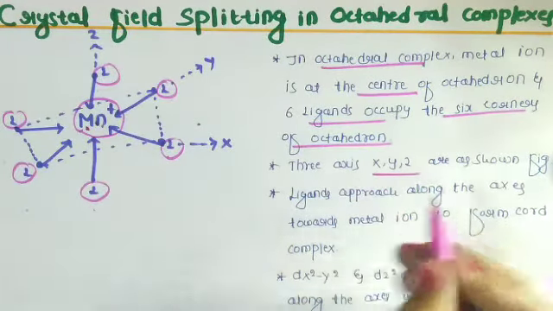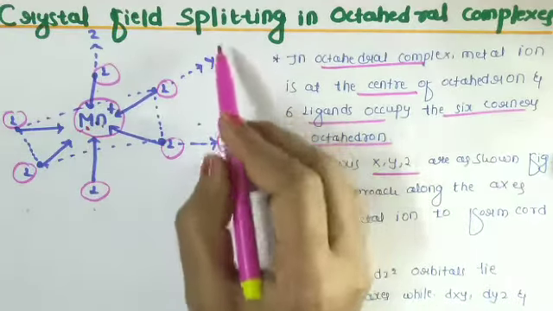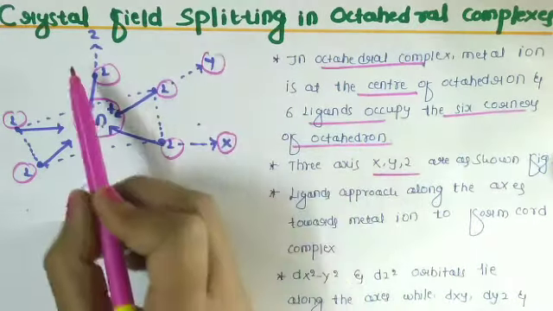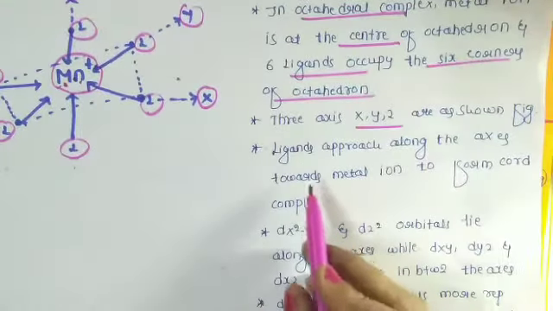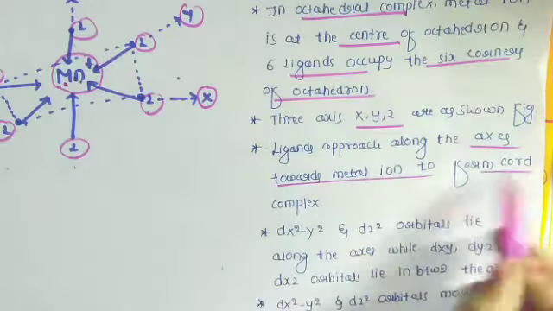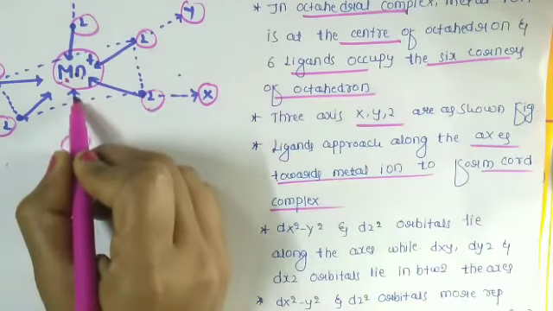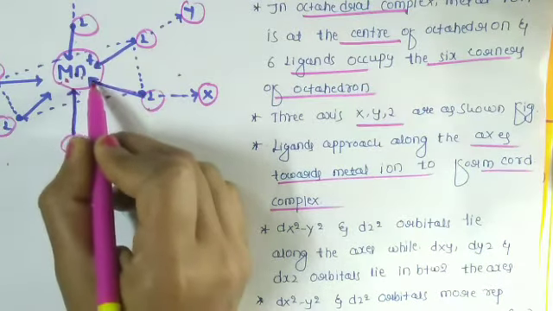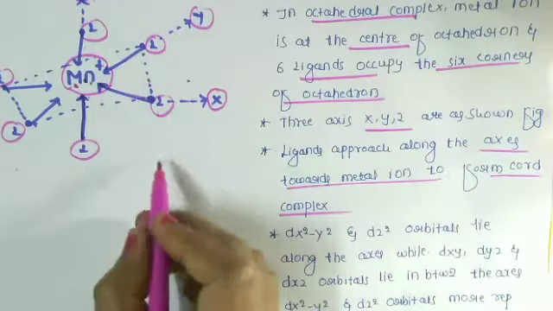There are 3 axes here. One is the x axis, another is the y axis, and the other is the z axis. Here these ligands approach along the axes towards the metal ion to form coordination complexes. When these ligands approach the central metal atom or ion, it forms a coordination compound.